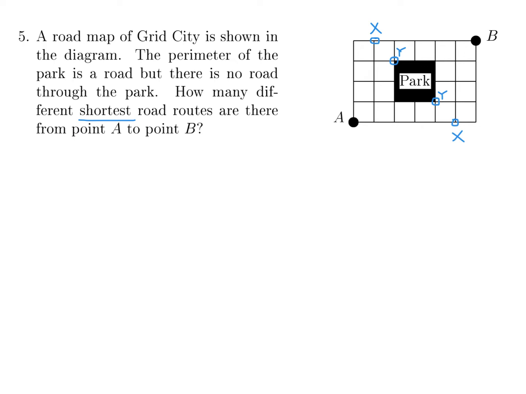Well, I believe that there's only 5 ways of doing that. There's one straight across like that. Then here's another one. That's 2. Here's another one. That's 3. Here's another one. That's 4. And finally, here's one. That's 5.